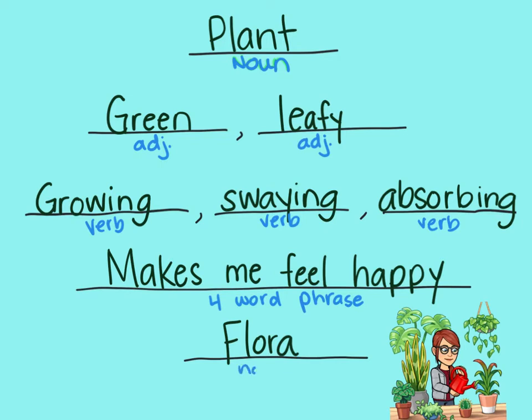Then the last word, it's another noun, and this is a synonym of the original noun we started with. And flora is actually a fancy word that we can use for plants. I'm going to share one more example, and then we're going to write one together.